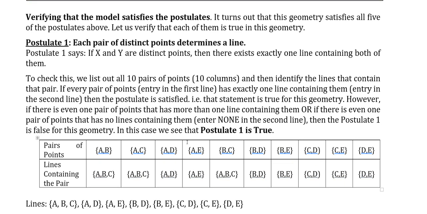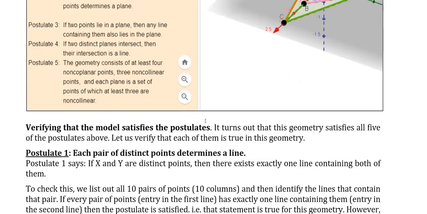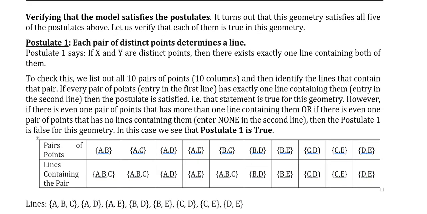So postulate 1 says each pair of distinct points determines a line. In other words, if x and y are distinct points, then there exists exactly one line containing both of them. So what we need to do is look at the pairs of points. Now we have 5 points, A, B, C, D, and E. If you do 5 choose 2, that's 10. So there are 10 combinations: A with B, A with C, A with D, A with E. That's all the ones with A. You've got B with C, B with D, and B with E. Then you've got C with D, C with E, and then D with E. So that's a systematic way to go through to make sure we got all 10.